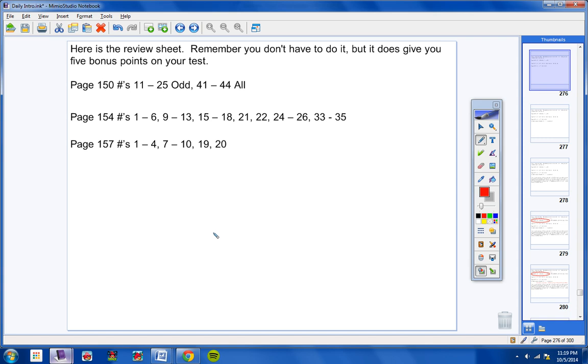There's the assignment, so I'm going to pause a second while you quickly write. In fact, I'm not going to pause. I'm going to go ahead and keep talking. So write this down quickly as I explain some other things to you, okay? This is the review sheet for your test on Wednesday.